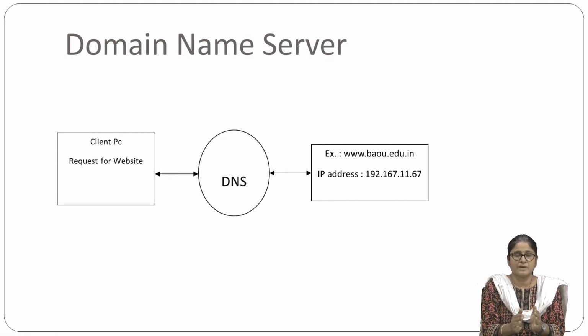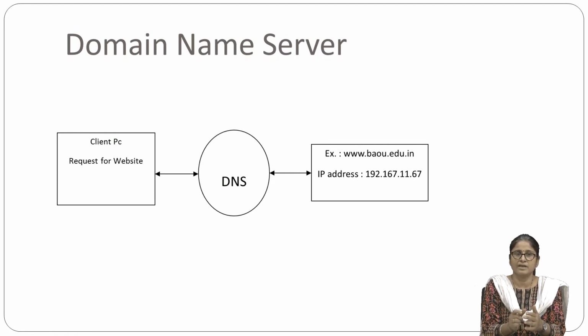website with its corresponding IP address, because it is very difficult for us to remember the IP address of each and every website. So the mapping of each and every website and its corresponding IP address is done by the domain name server. So when the client PC requests any website, he doesn't have to specify the IP address. He has to specify the domain name for which the web page should be requested, for example, www.google.com.